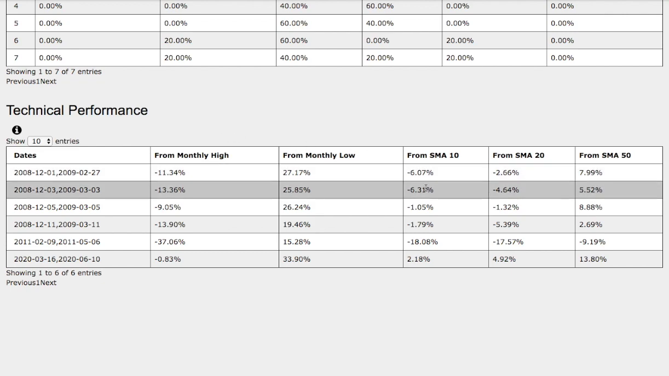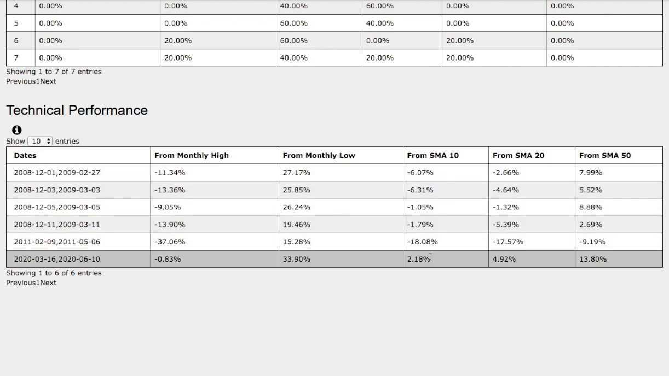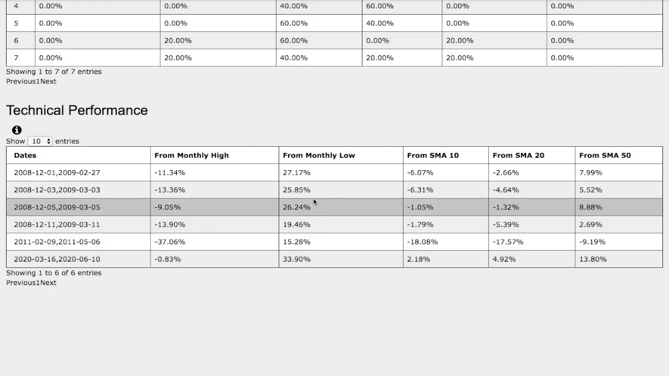There are technical differences among the two trends. On the trend in question, back then it was down 6% from 10 simple moving average. Compare that to the current trend that we're in, which is up 2%. And we also have a difference on the 20-day simple moving average, down 4%, compared to up 5%. So there are technical differences among the two trends, so do keep that in mind.